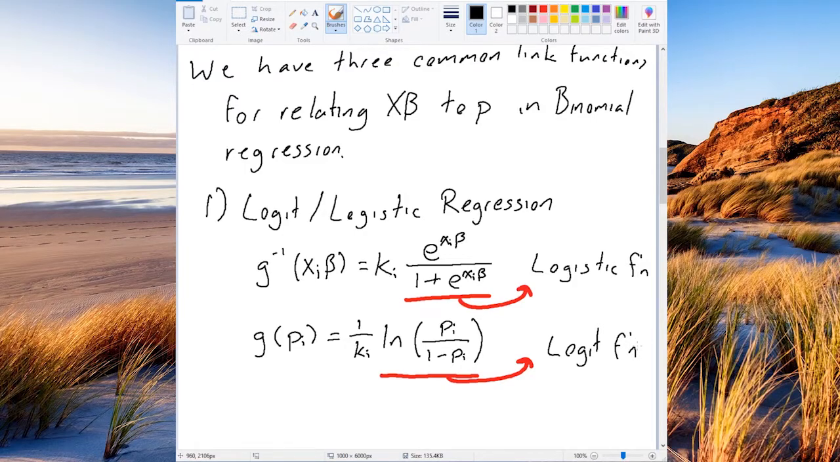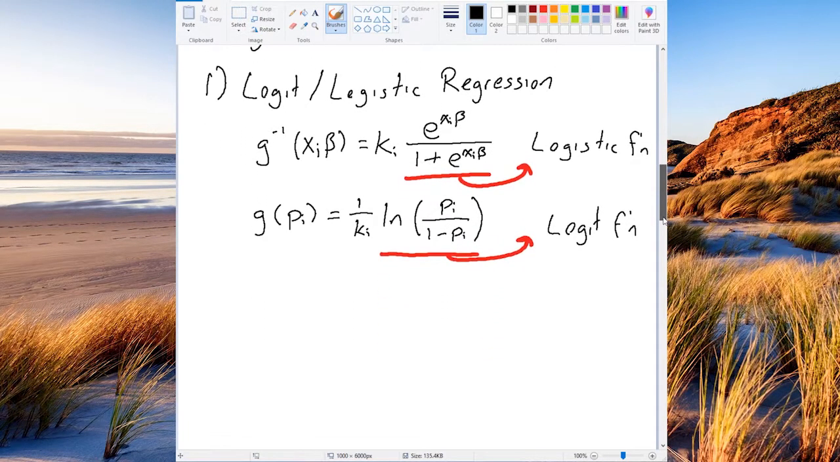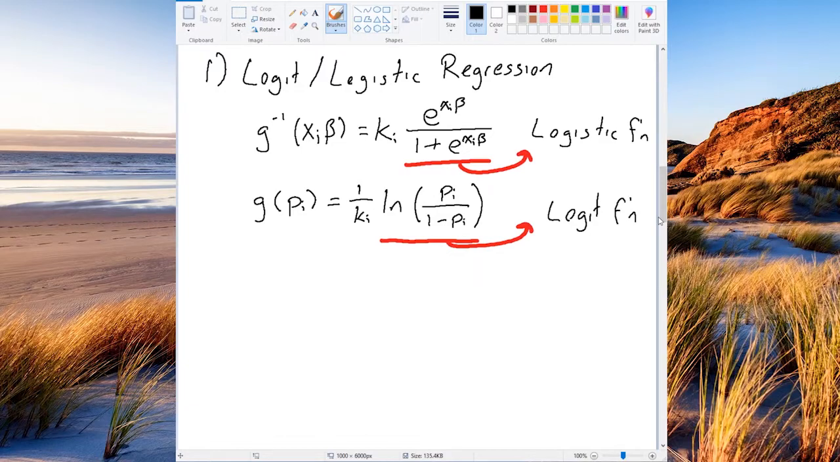And so that's why I said we call this either logit or logistic regression. The logit function is this natural log of the odds. The logistic function is e to the x beta over 1 plus e to the x beta. So let's think a little bit about how these work, and then I will show that these are inverses of each other.